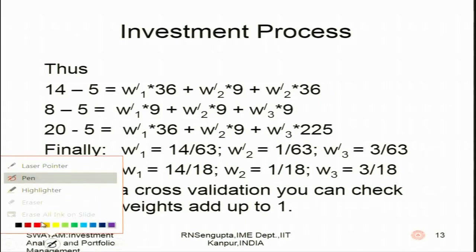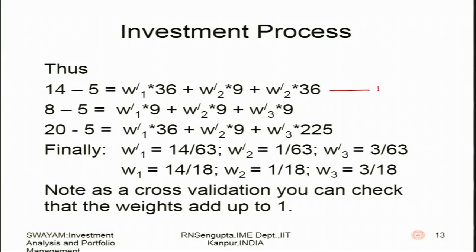I will use the same coloring scheme to mark the equation. This is the first equation. So, 14 minus 5 is R1 bar minus RF, W1 bar or dash into sigma 1 square. Sigma 1 square is 36, I mark with red. W2 into sigma 1-2, which is 9. W3, this should be W3 dash. My apologies, I should change it. This is W3. And the value of sigma 1-3 is 36.